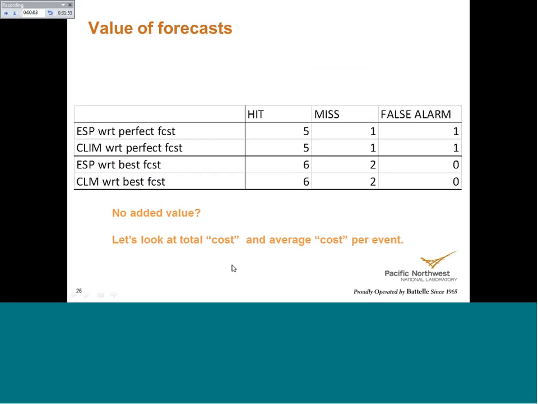So then we look at the value of the forecast in different ways. That is pretty standard: looking at each hit, miss and false alarm. In the first two rows, we have the validation of the ESP with respect to the perfect forecast. So this has modeling errors and no knowledge of the climate, but we do have knowledge of the initial conditions. And here, this is the climatology forecast. There are 5 hits, 1 miss, and 1 false alarm. Now, when we compare it with respect to the best forecast, so they have the same hydrological errors, now we have 6 hits, 2 misses, and 0 false alarms. So it seems that we have not really any added value between ESP and climatology, but let's look at the total cost and average cost per event.